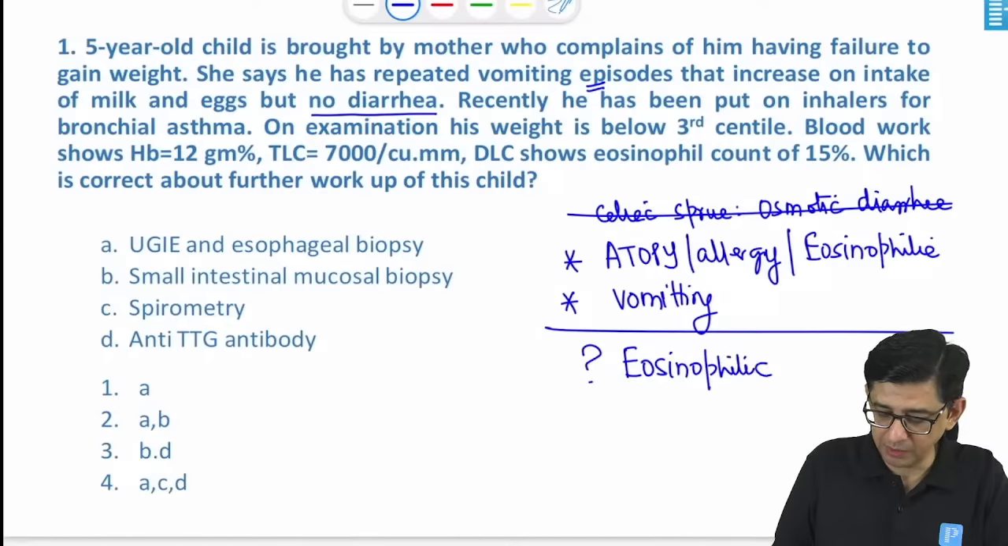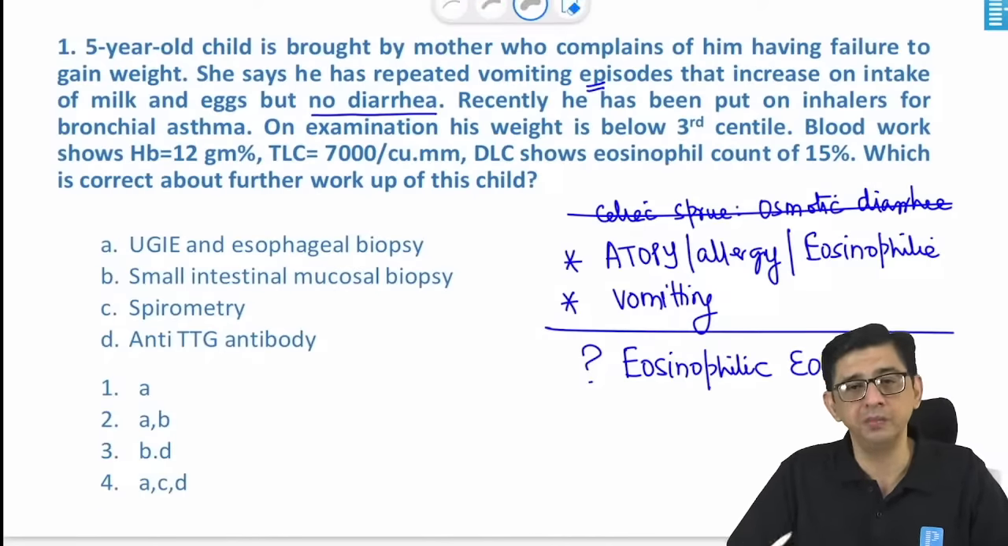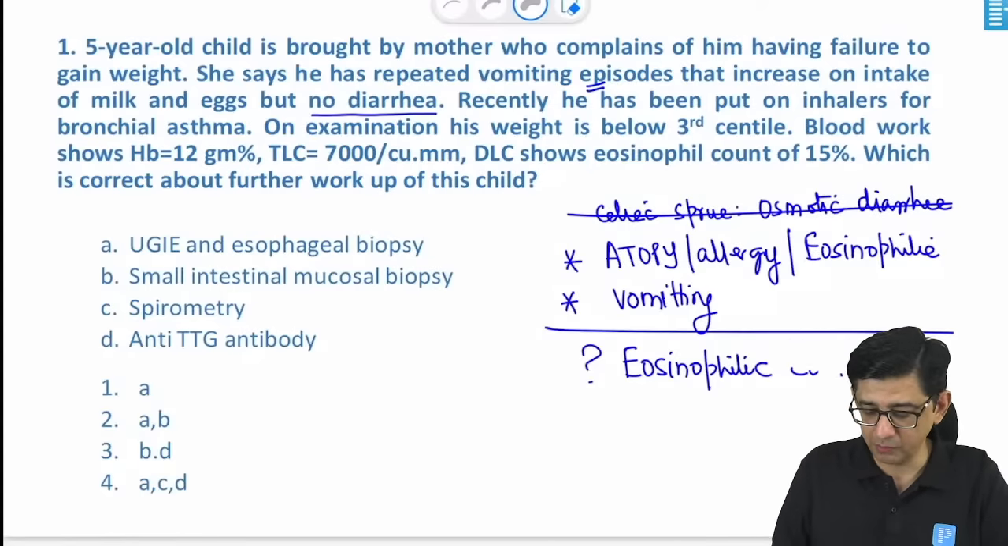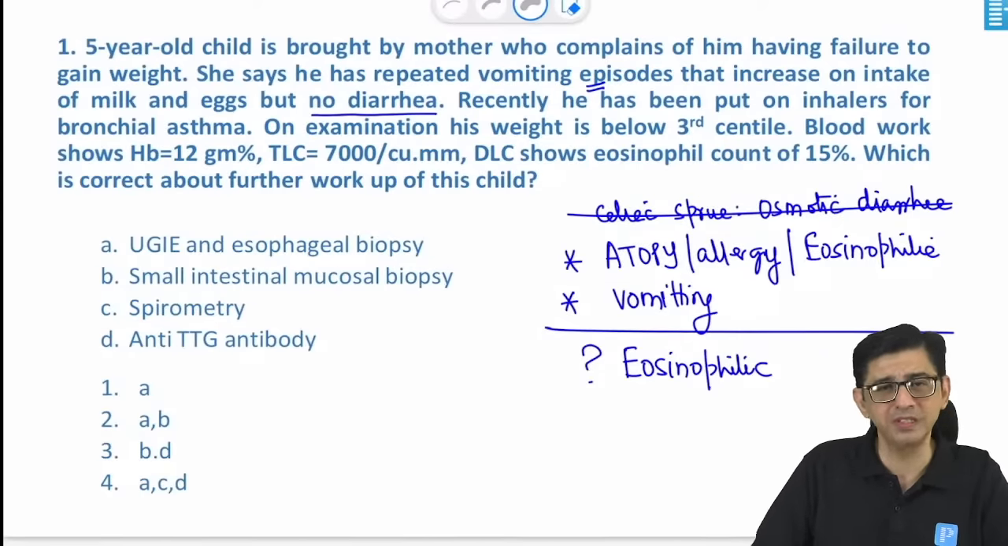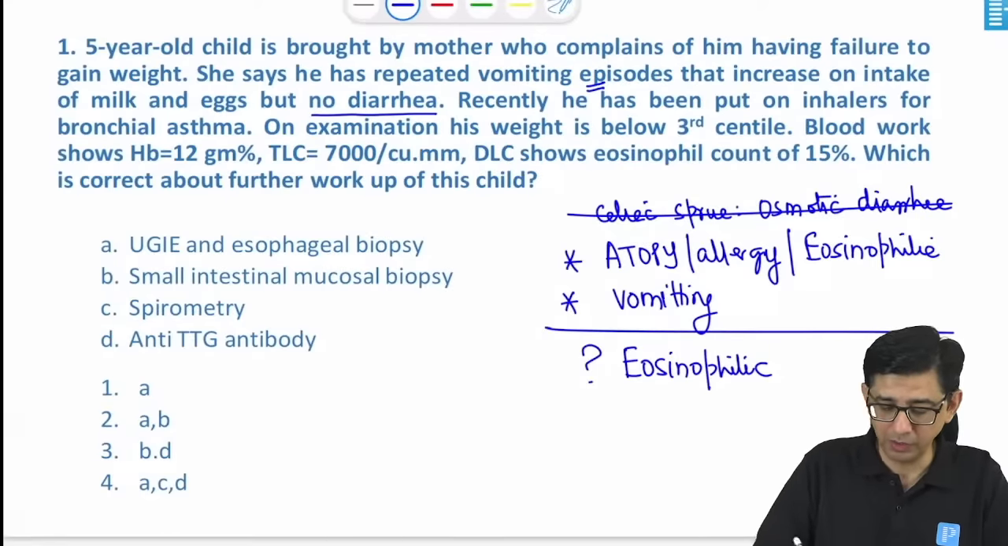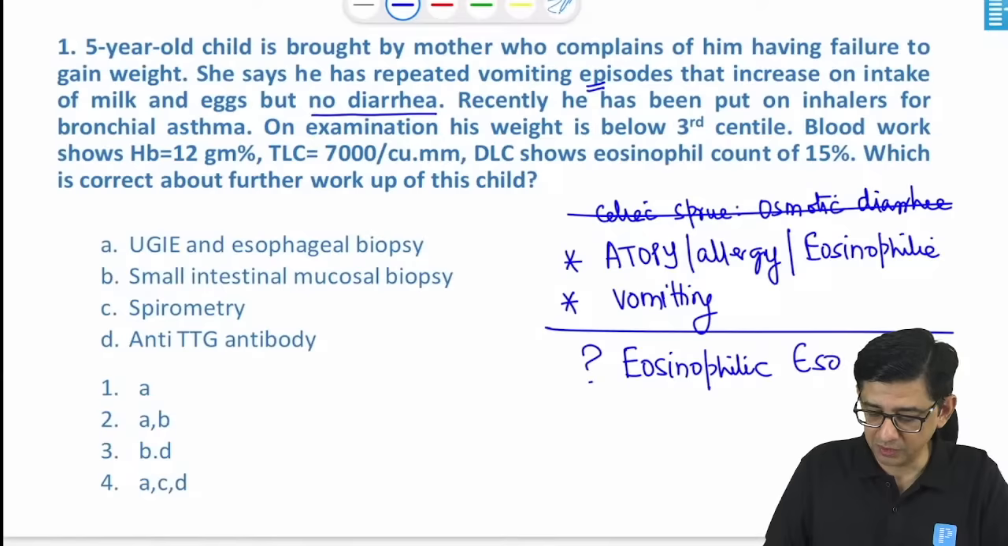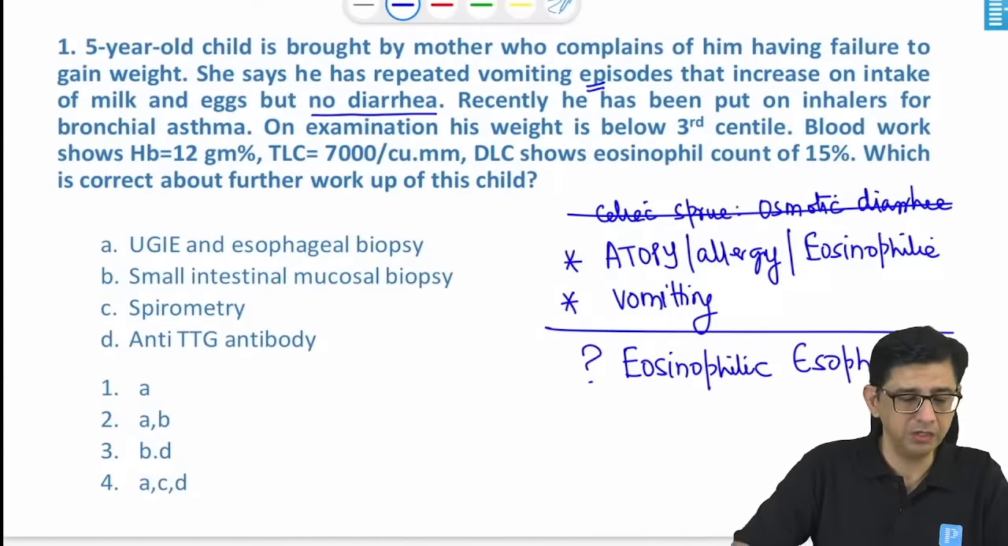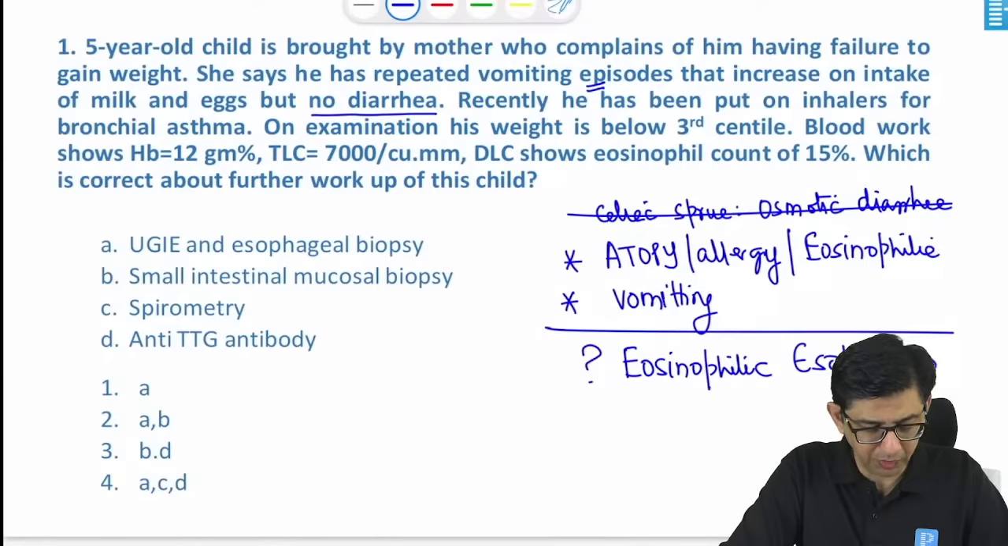Guys, please do not always assume that every MCQ they give you in the exam is going to be for celiac sprue. As I mentioned, right in the third line, it is written that there is no diarrhea present. So the diagnosis of this particular case is eosinophilic esophagitis, which will change the entire perspective. The answer to this question is not option number three.